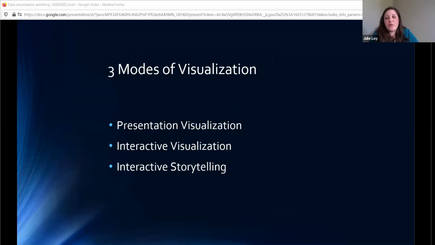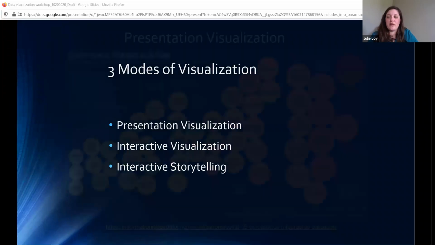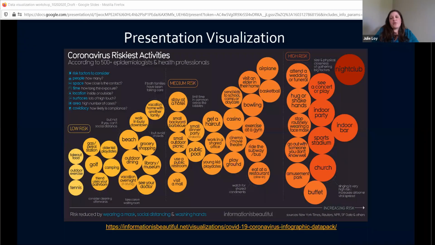Okay, so three modes of visualization. There's presentation, interactive, and interactive storytelling. So we're going to go through several examples. Actually, we're going to be looking at several COVID-19 dashboards and infographics that have just sprung up from various groups. So with presentation, Kevin, can you advance my slide? Thank you. So presentation usually involves just a slideshow or something like this.